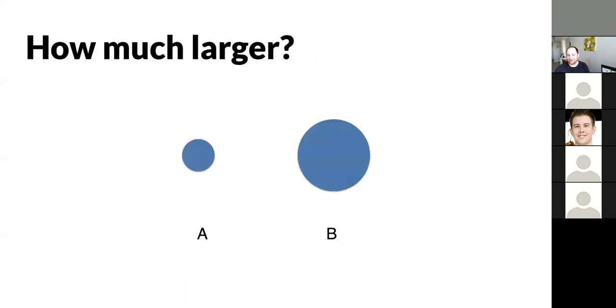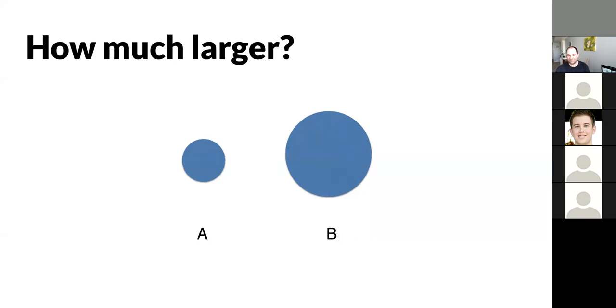What about this one? How much larger is B than A? We have another nice bell curve here, and it's centered at 4 times. In fact, it is 5 times as large. So what you can see here is that it's much harder to judge area than it is to judge length and position. Here is another example.